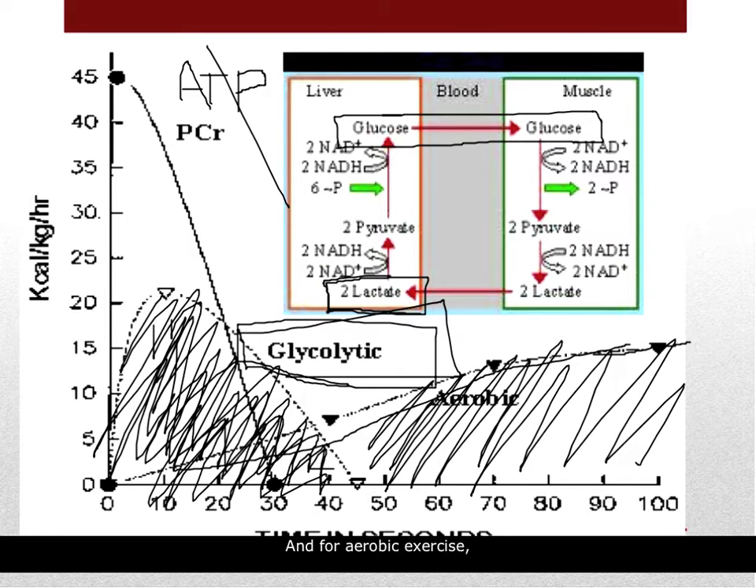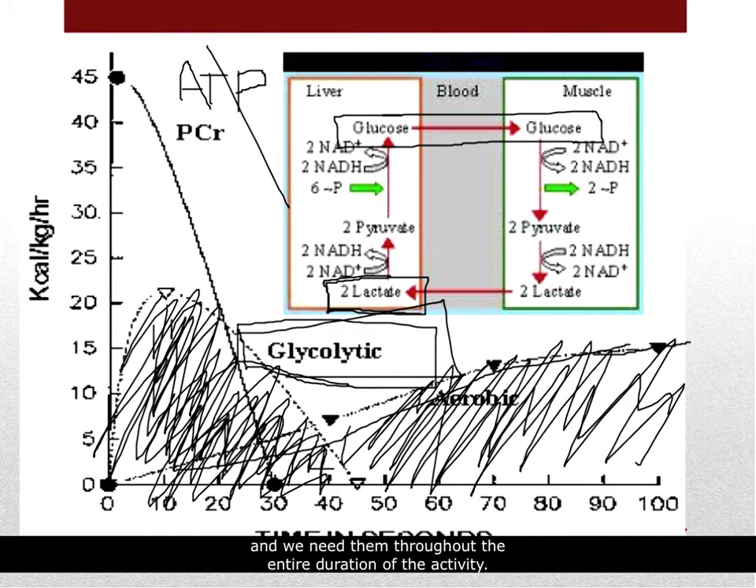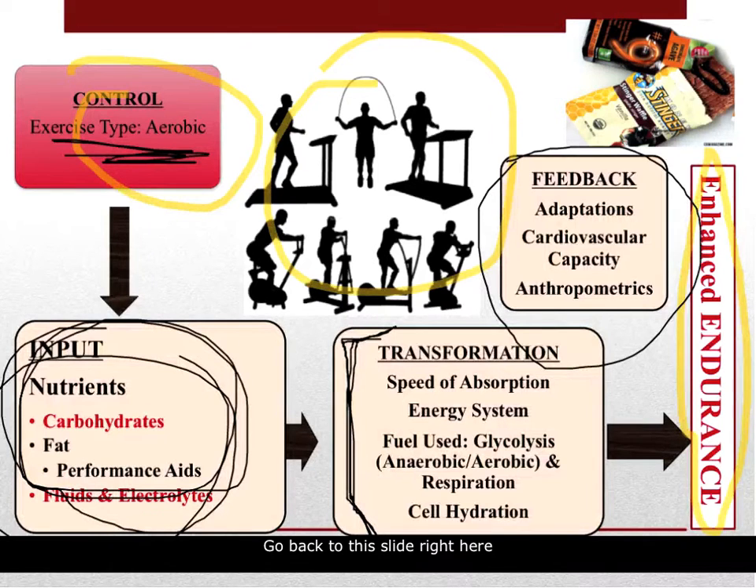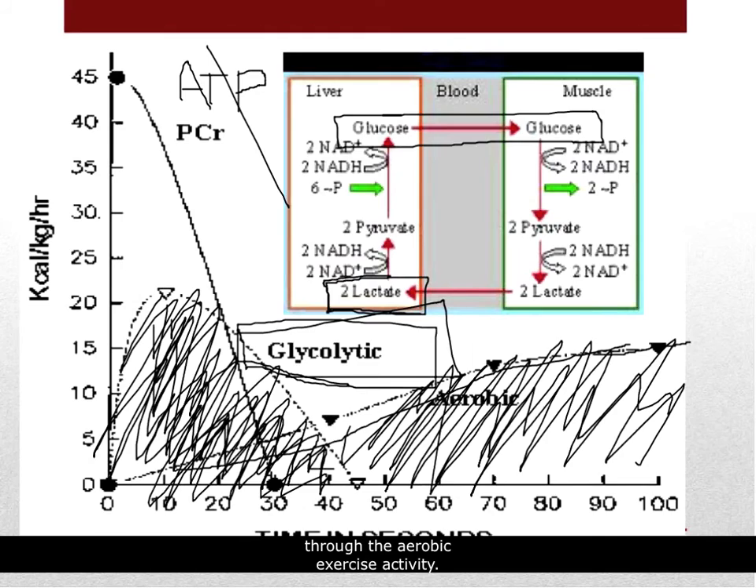And for aerobic exercise, carbohydrates are the most important because we need them here at the onset, and we need them throughout the entire duration of the activity. Go back to this slide right here and talk a little bit more specifically about fuel utilization and exercise intensity. So right there we just talked about time. Why are carbohydrates so important? Because they're important at the onset, right when exercise starts, and they're important as the duration of the exercise continues. So carbohydrates are important right away and as we go through the aerobic exercise activity.